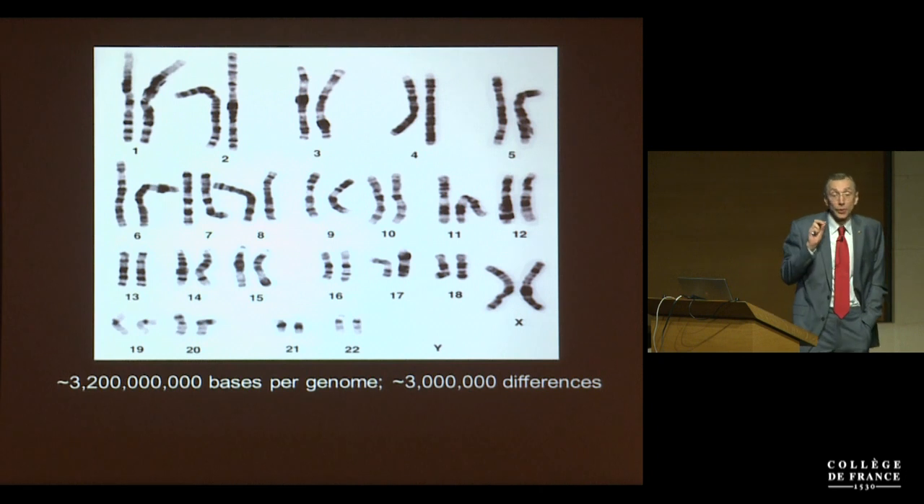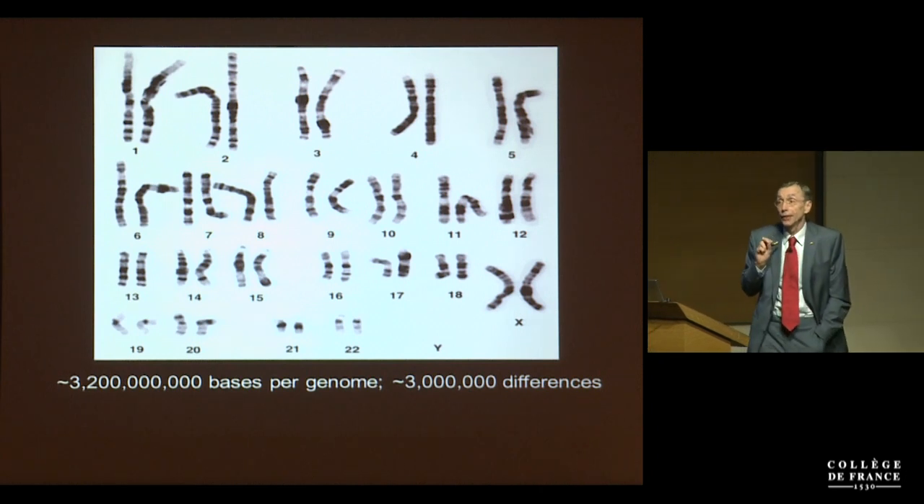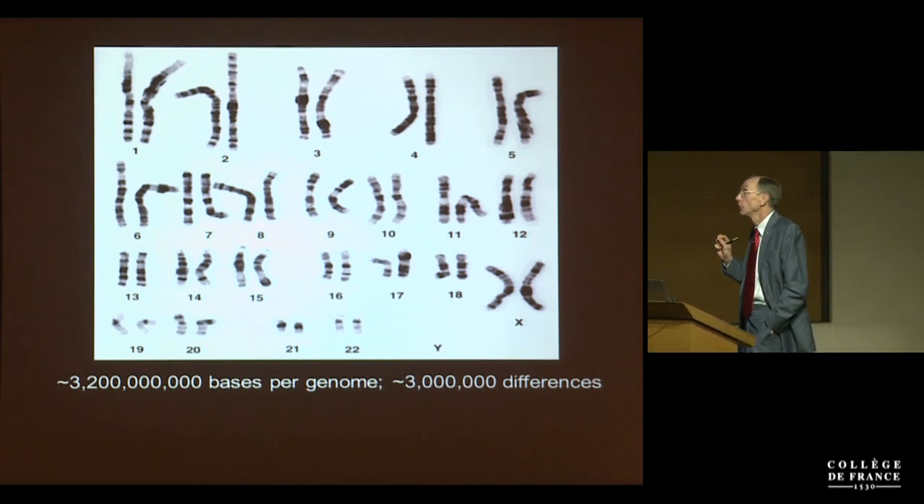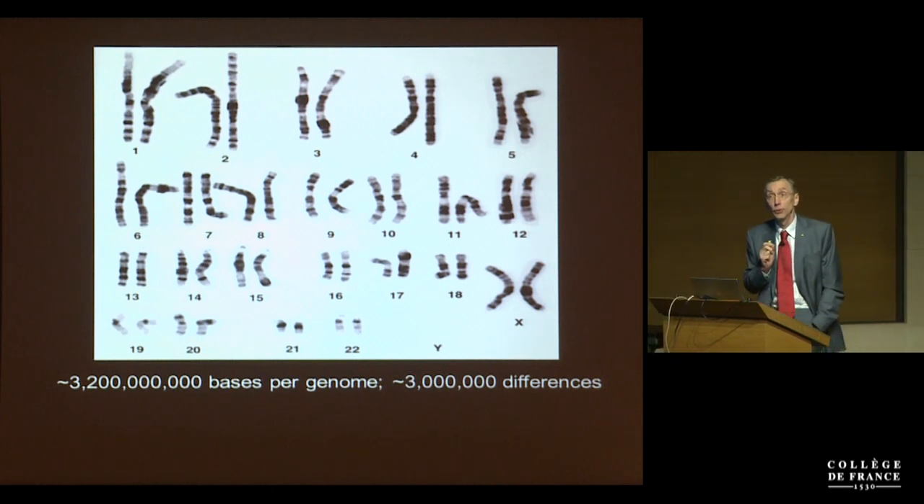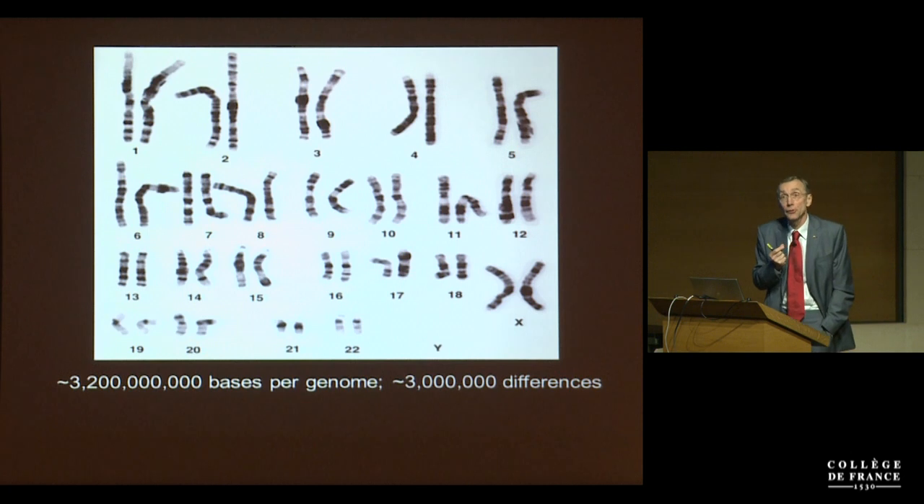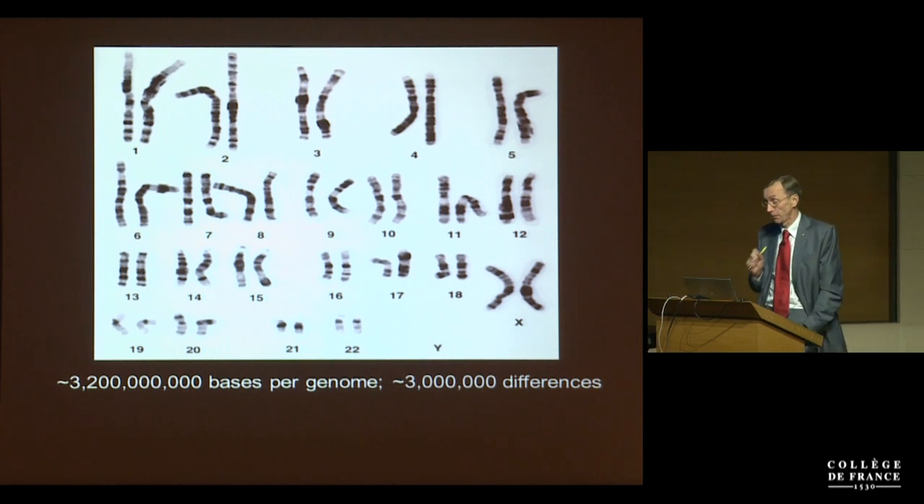And you also know that our genome is about 3 billion such nucleotides. So we have something in the order of 3 million differences between 2 genomes. So there is a lot of variation there to help us reconstruct our genomic history.